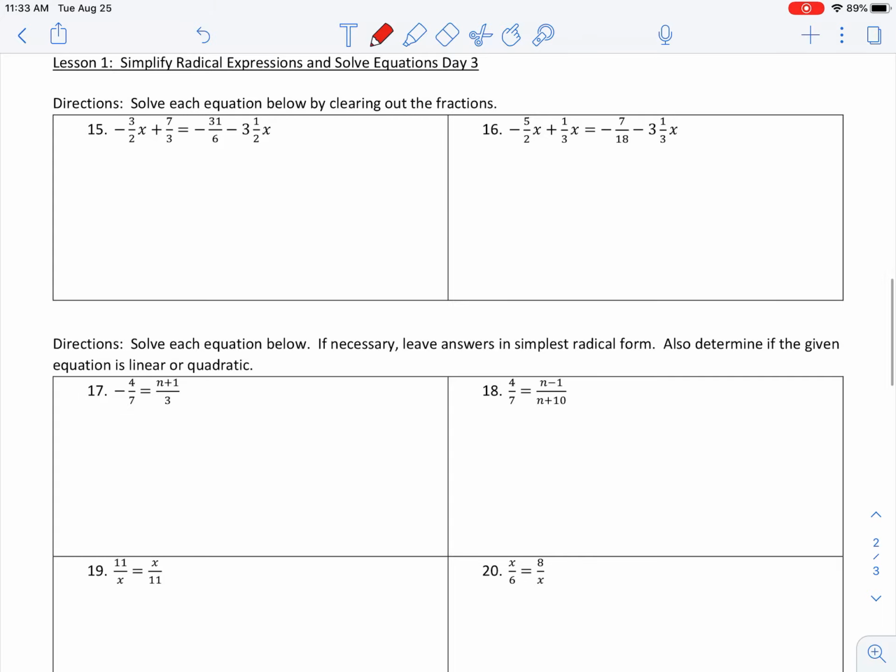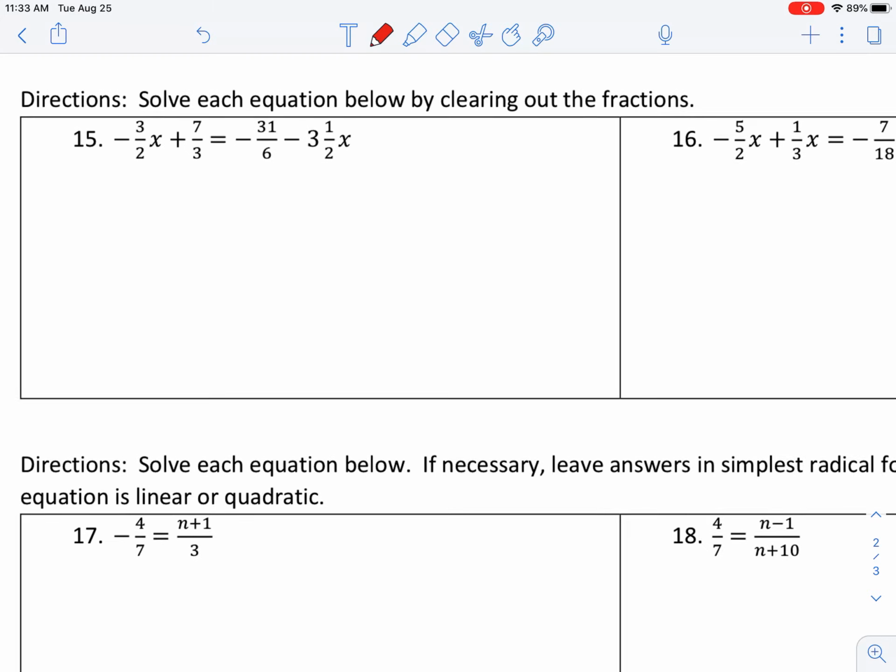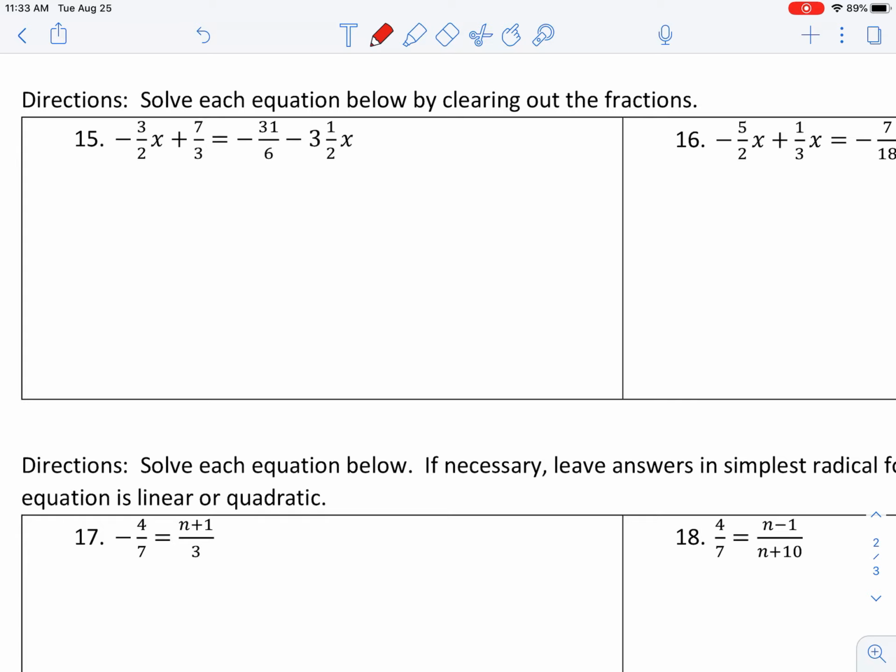So let's go through here and talk about number 15, okay? Clearing out fractions. If you don't like fractions, then get rid of them. We get rid of them not by turning them into decimals, but by finding some type of common number, some type of constant that we can multiply this entire equation by. That's going to clear out the fractions.